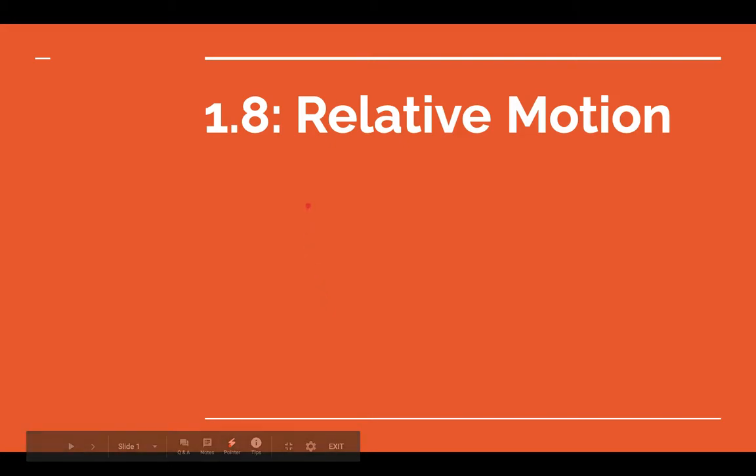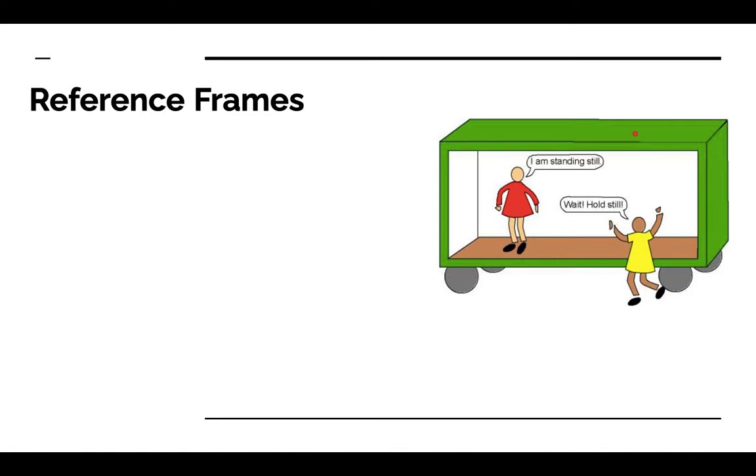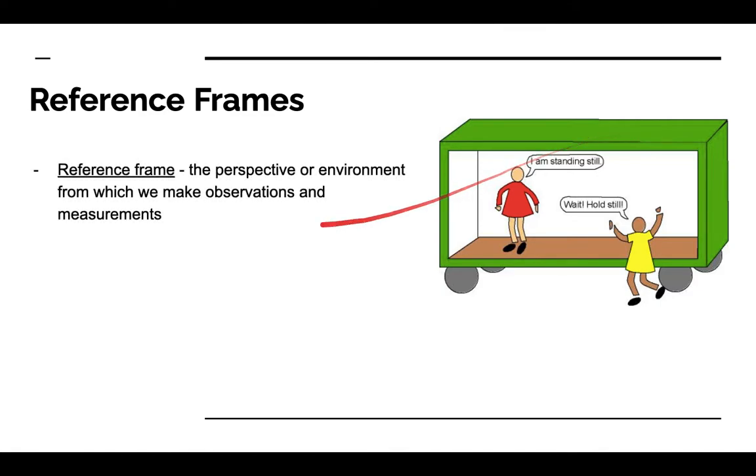Last topic of this unit, we look at how to compare motion of objects, or the motion of objects between different frames of reference and different perspectives, what we call relative motion. So first thing that we need to define is what's called a reference frame. A reference frame is a perspective or environment from which we make observations and measurements.